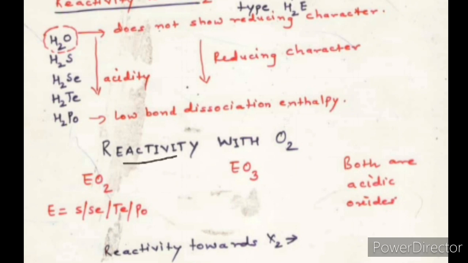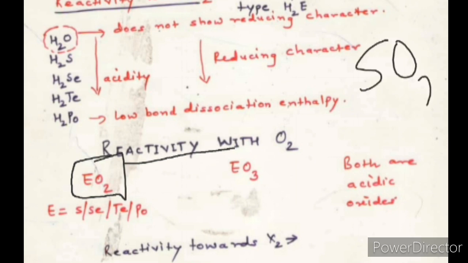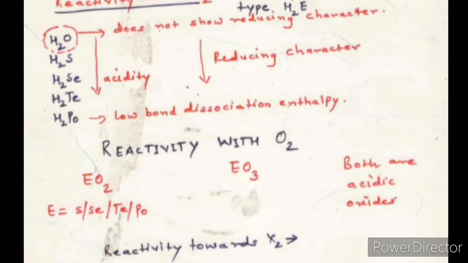All the family members react with oxygen to form compounds of two formulae. One is EO2, example SO2, and the second formula is EO3, example SO3. This is not difficult to remember. Both of these formulae are going to depict acidic character, which means that when we add them in water, we get acids. The symbol E stands for these elements.